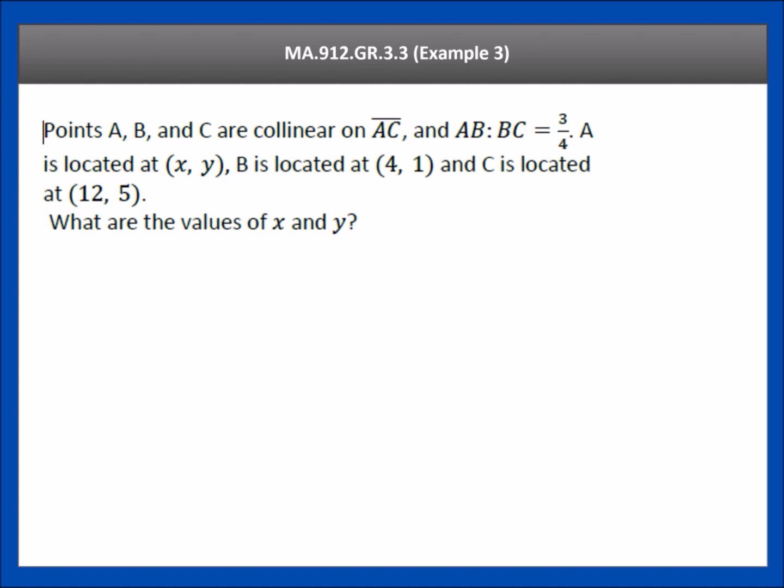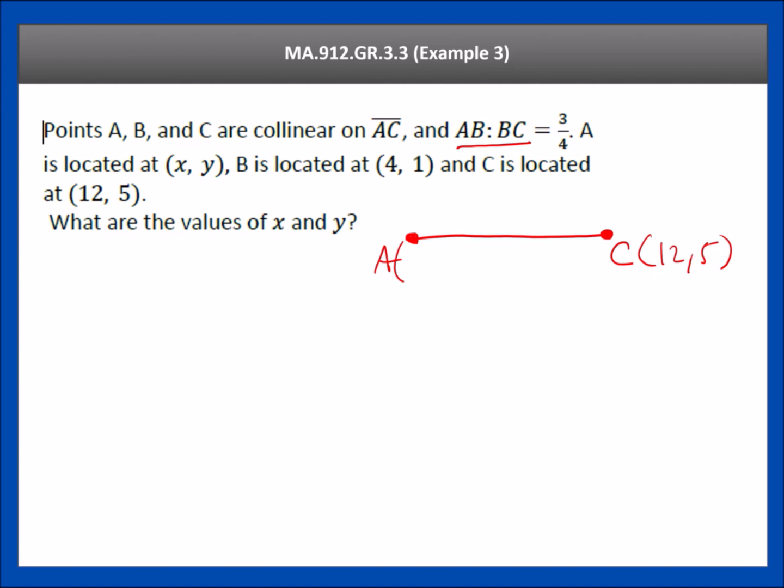So for example 3, points A, B, and C are collinear on line segment AC, and the ratio of AB to BC is 3/4. A is located at X, Y, B is located at 4,1, and C is located at 12,5. What are the values of X, Y? So just to give you an idea, a quick picture. This is A and this is C. C is located at 12,5. This is not drawn to scale or anything like that. It's just a visual.